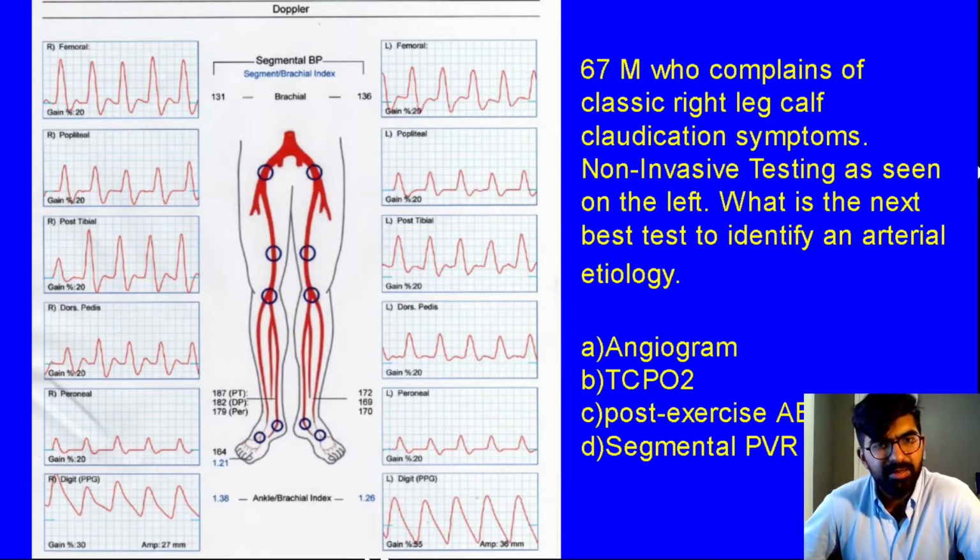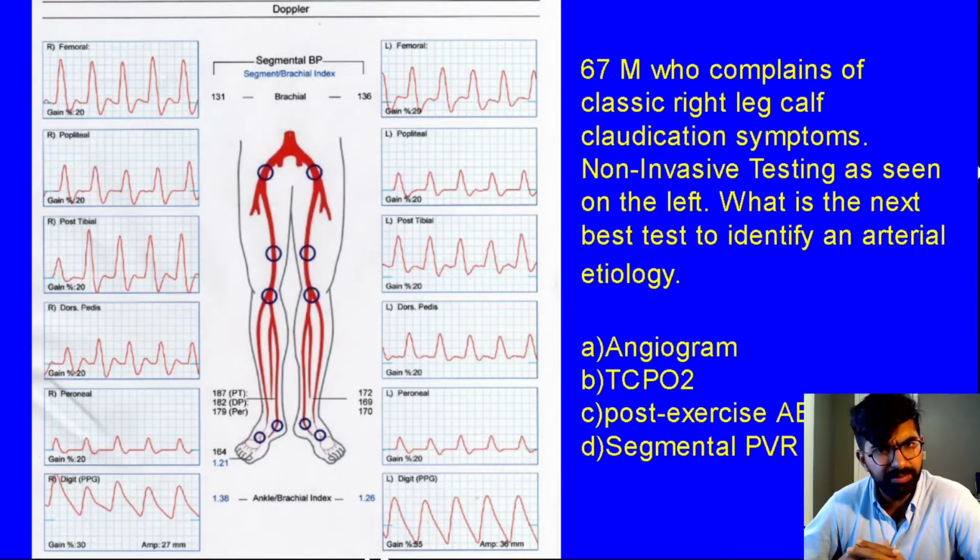So what does that look like to you on his right leg? Is that a normal ABI? Is that normal waveforms? Looks pretty normal to me. So what do you think would help you figure out if it's truly from an arterial etiology?